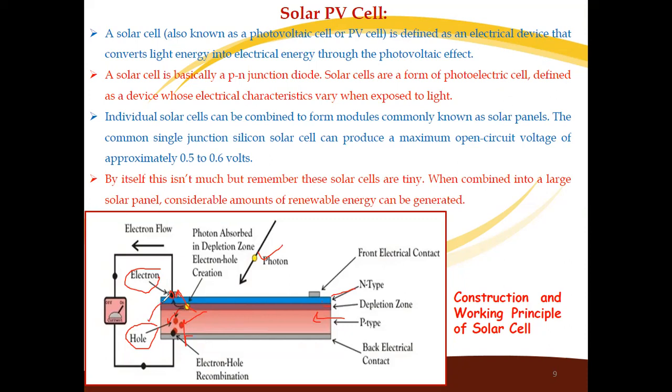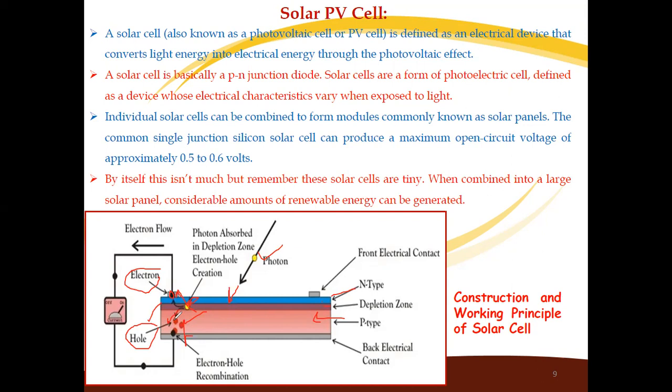So the light energy in the form of photons that we supply to this PN junction diode, or PV cell, creates electron and hole pairs. Because of this photon, that is light energy, it is converted into electrons and holes.